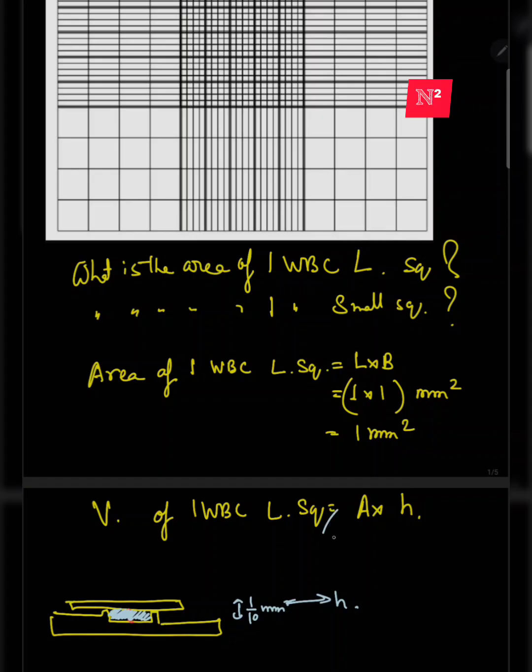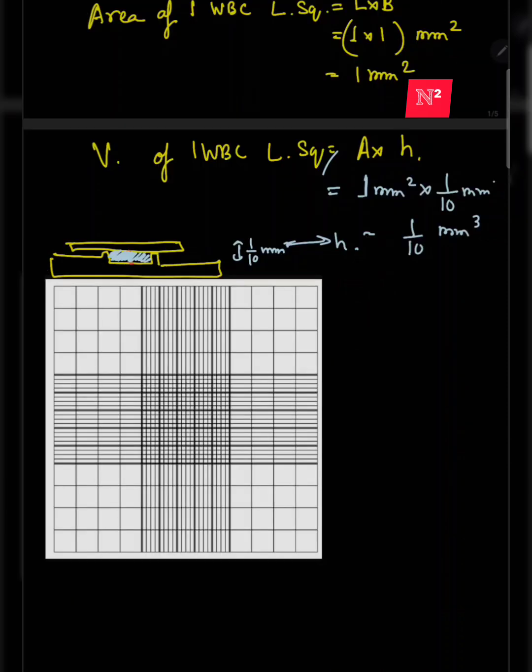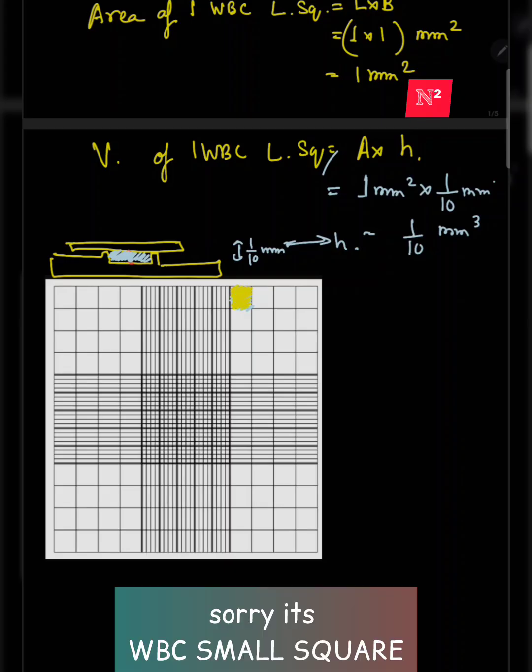So let's multiply. 1 millimeter square is the area and height is 1 by 10 millimeter. So the volume of this one single WBC large square becomes 1 by 10 millimeter cube. Now let's find out the area of the WBC small square. This shaded area is called the WBC small square.